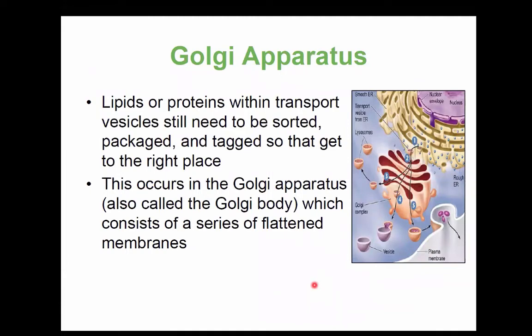Now, Golgi apparatus. Golgi is a structure. This is like a shipping yard, like a processing plant. In Golgi, lipids or proteins inside the transport vesicles need to be sorted, they need to be processed, and they need to be targeted to different cellular destinations. Some of these need to be secreted.